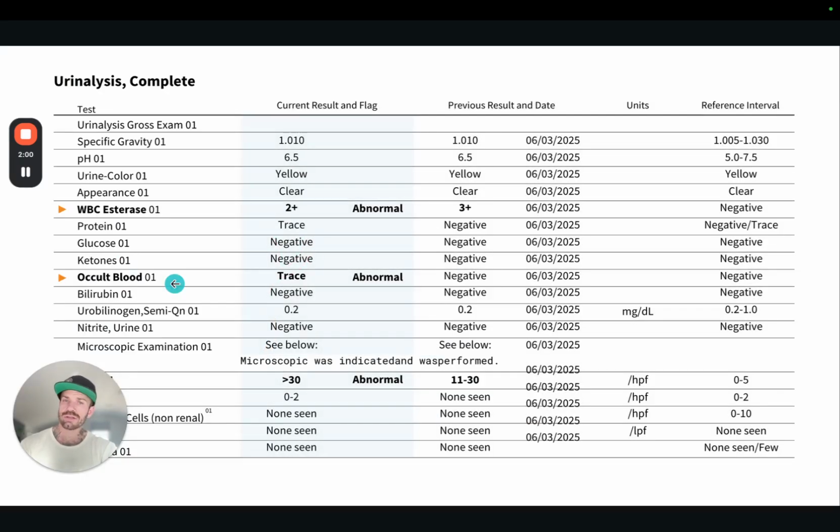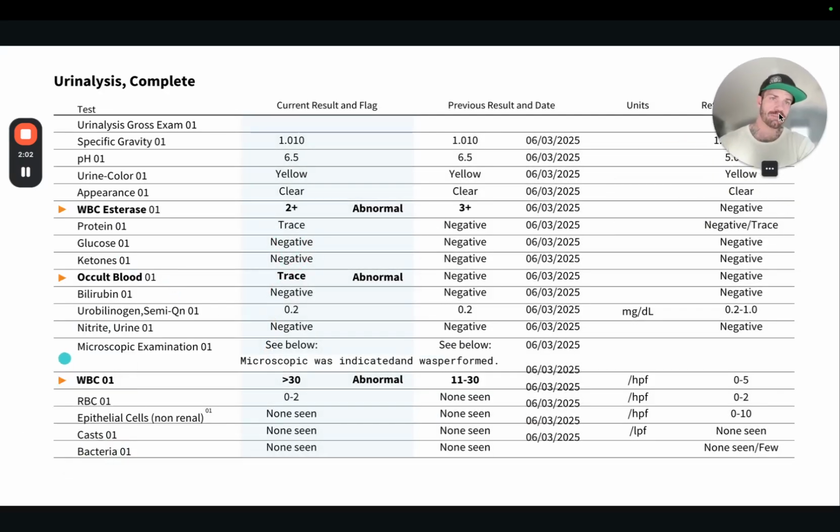So here's what a urinalysis might look like. One of my collaborating midwives was kind enough to let me use this. We've taken all of the identifying information off of here. But you can see here we have WBC esterase, also known as leukocyte esterase. That's flagged. We have some trace amounts of blood, which can happen in any sort of inflammatory condition.